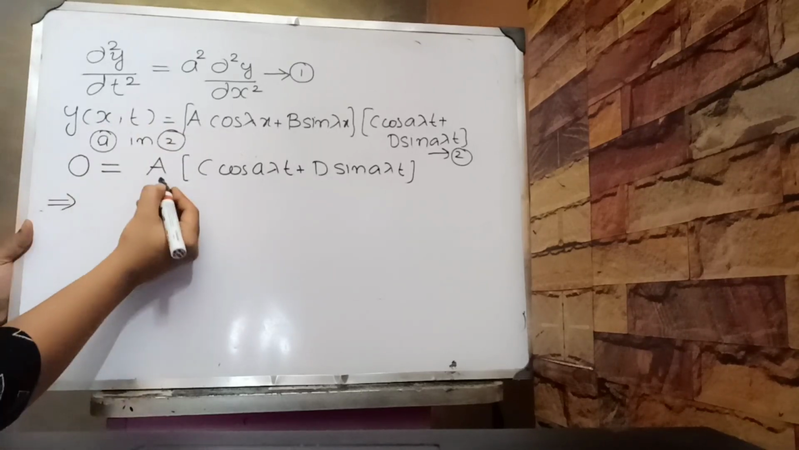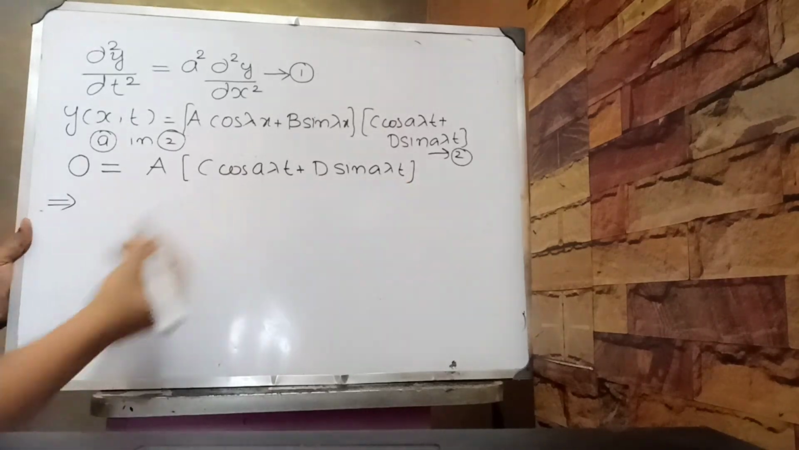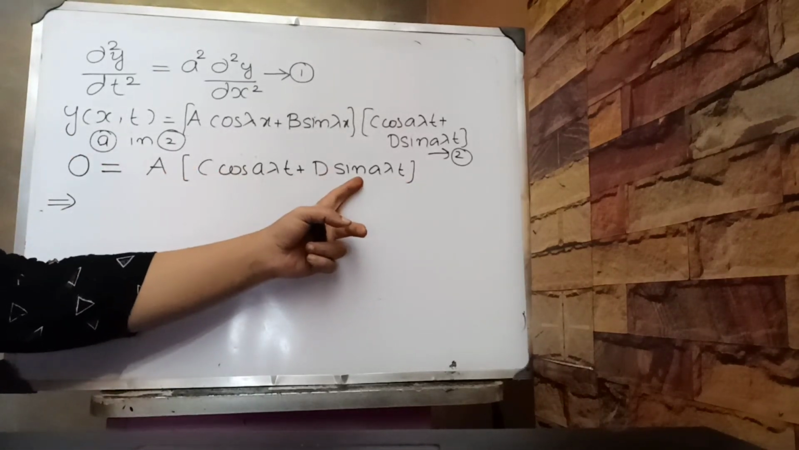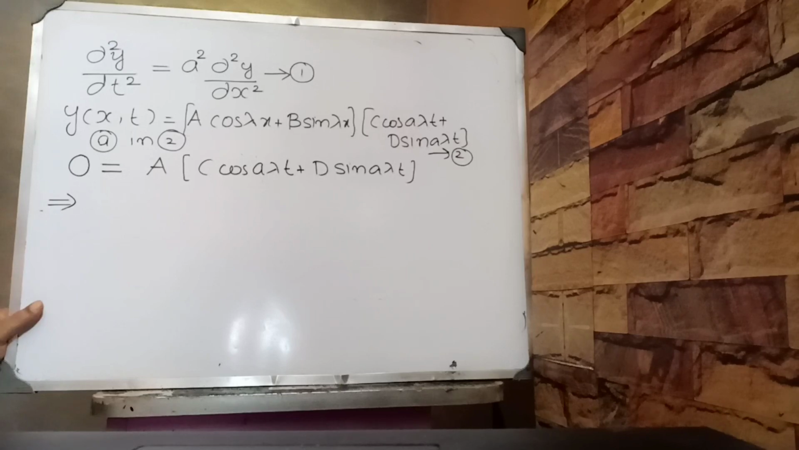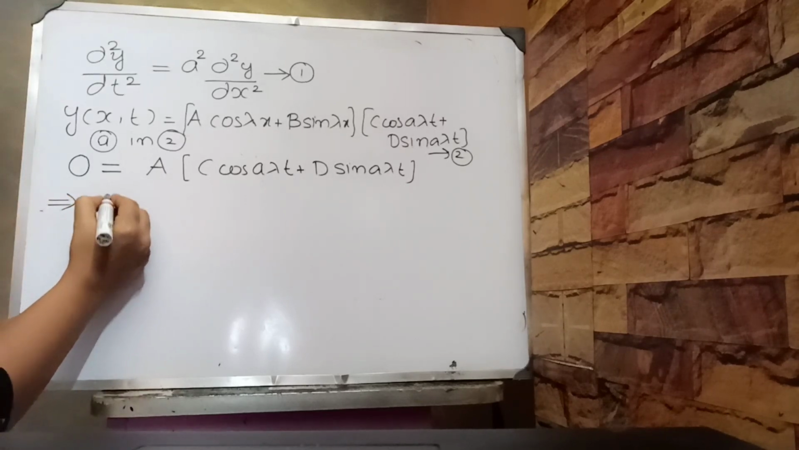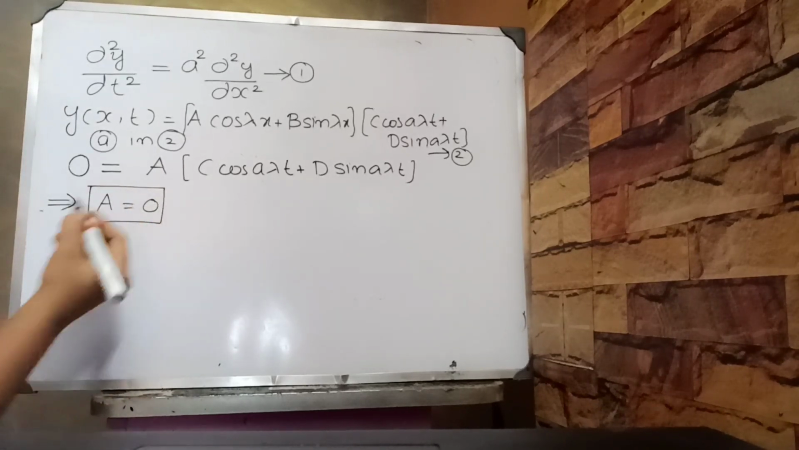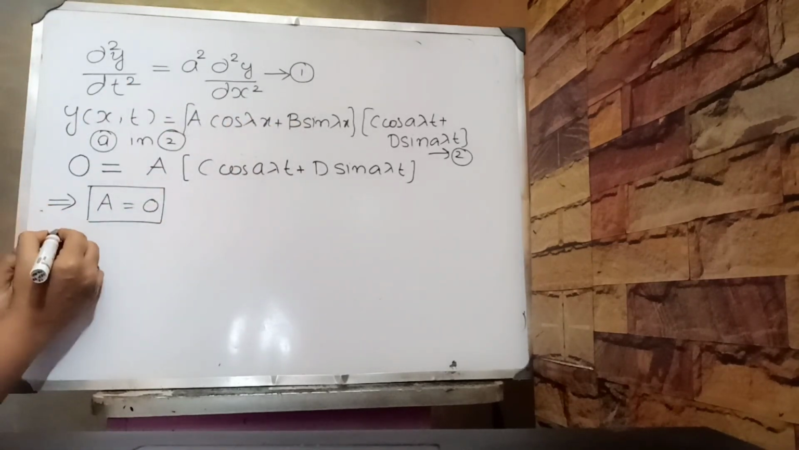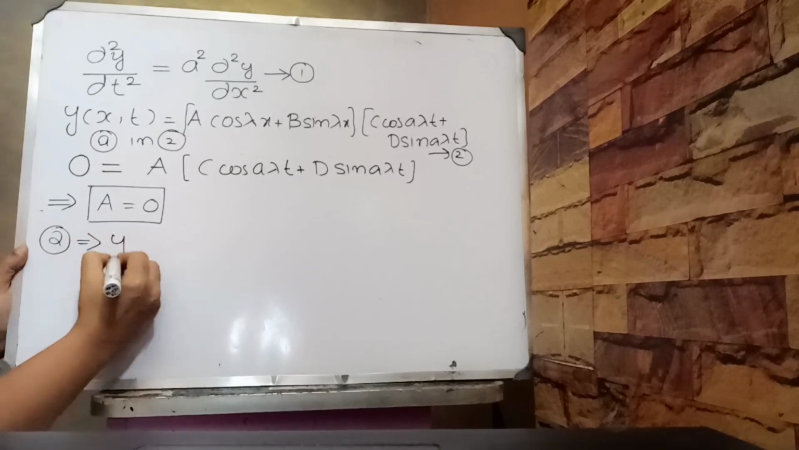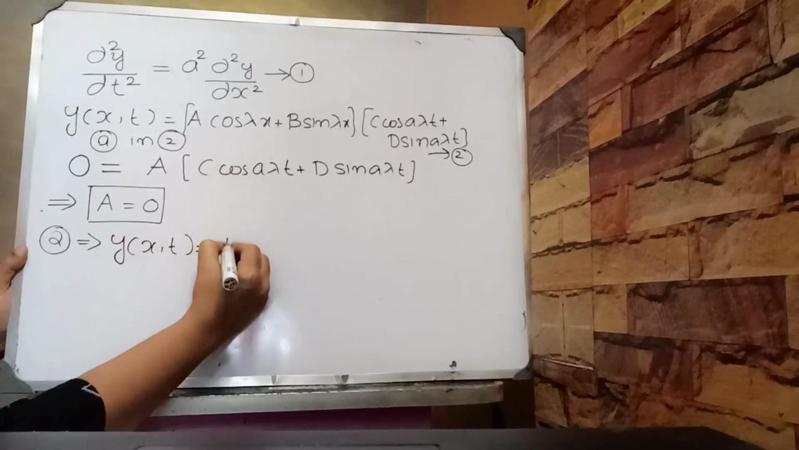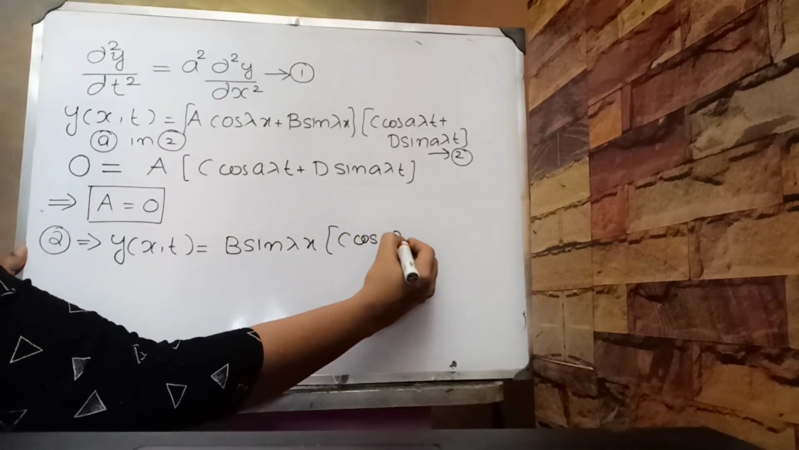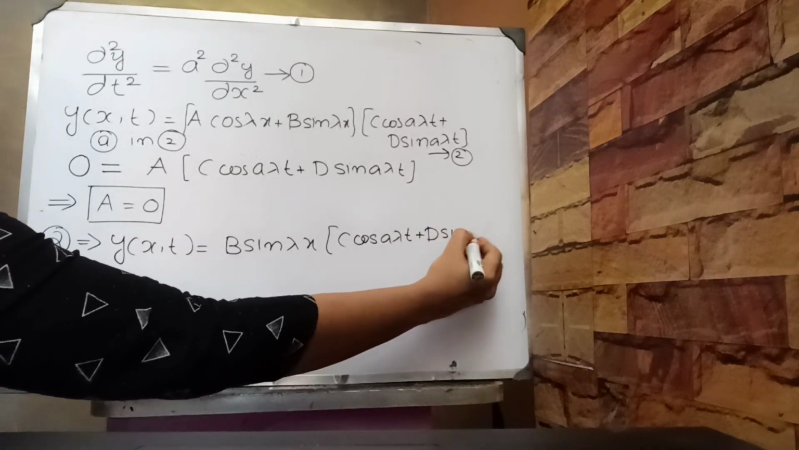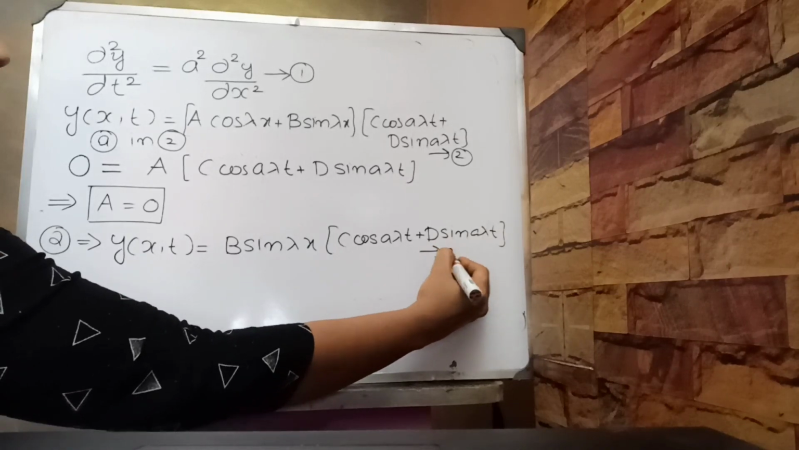This implies either A equal to 0 or this part is 0. But C cos aλt plus D sin aλt cannot be 0, because if it is 0, equation 2 becomes y(x,t) equal to 0. That is, the solution of the wave equation will become 0. It is not possible. So we take A equal to 0. So when A equal to 0, equation 2 reduces to y(x,t) equal to B sin λx into (C cos aλt plus D sin aλt). That is your equation number 3.